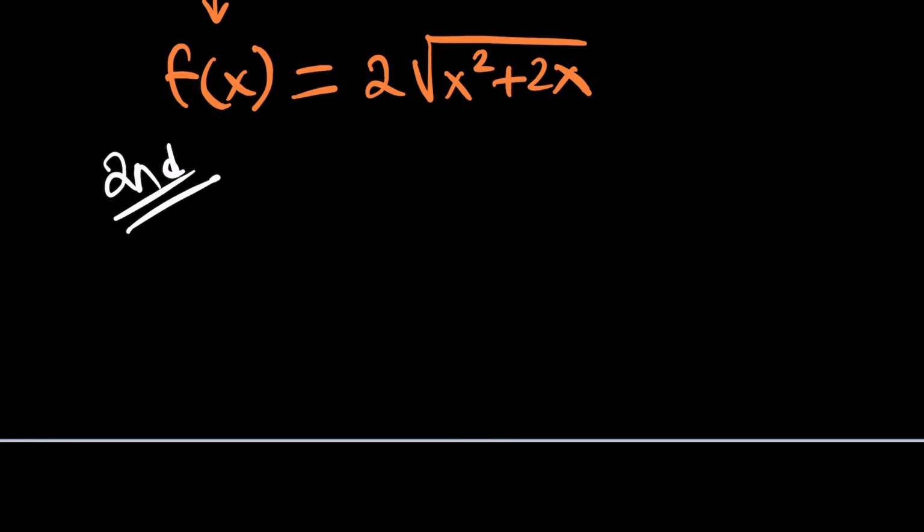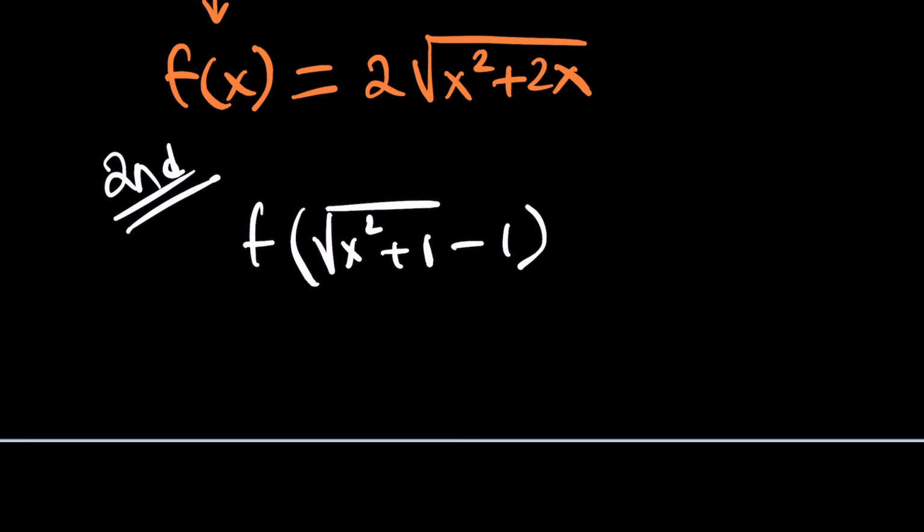It's going to help you in the long run. So again, what is our problem? The problem is f of square root of x squared plus 1 minus 1 equals 2x, and our goal is to solve for f of x. So we need to do something so that we can turn this into x. Okay, how do we do that?